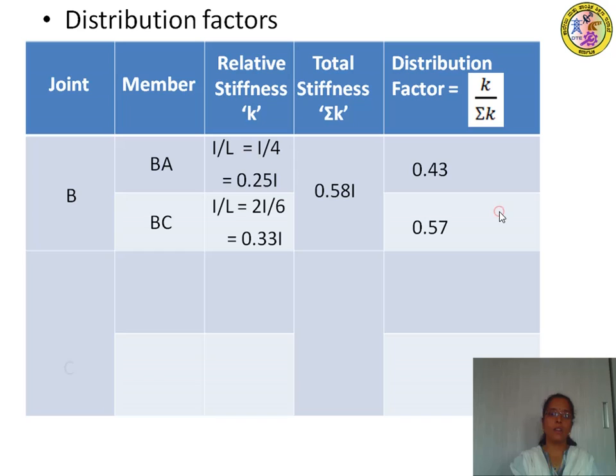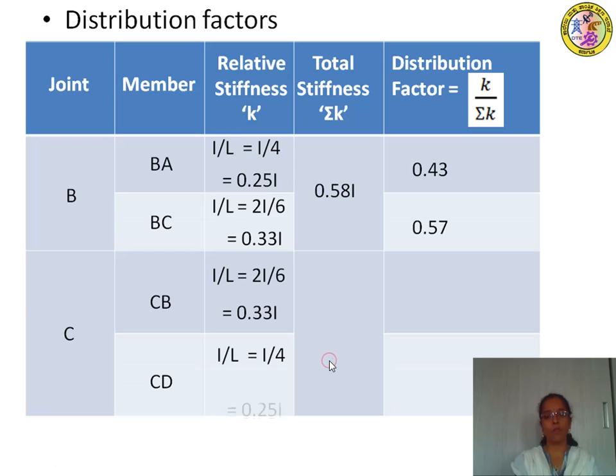So next we will consider joint C. So the first member at C is CB. So same thing, I by L and 2I by 6. So the relative stiffness is 0.33 I. Next for CD member, the far end D is fixed, therefore it is I by L only, and the relative stiffness is I by 4, that will be equal to 0.25 I, and the total of 0.33 I and 0.25 I will be equal to 0.58 I, which is the total stiffness at joint C.